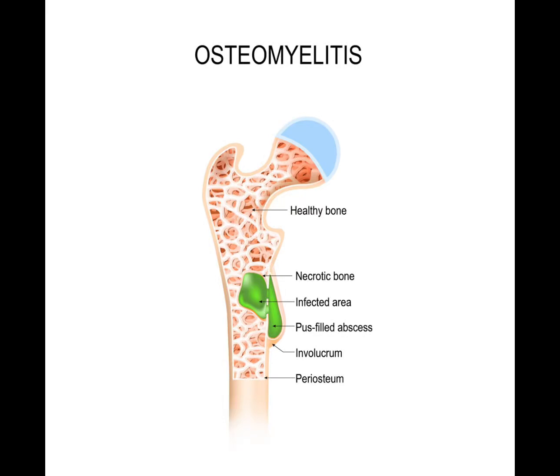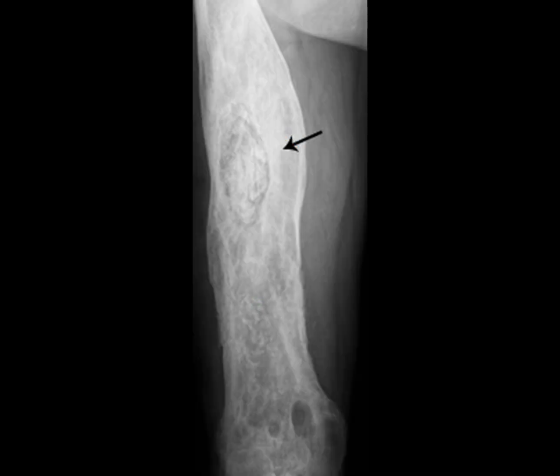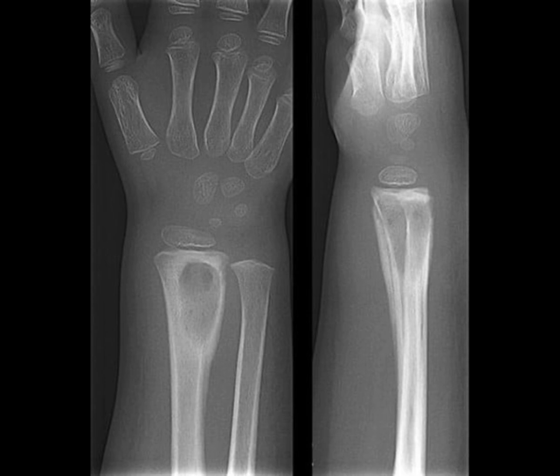Pediatric osteomyelitis, a comprehensive overview. Definition. Osteomyelitis is an infection of the bone, typically caused by bacteria, though fungi and viruses can also be culprits.